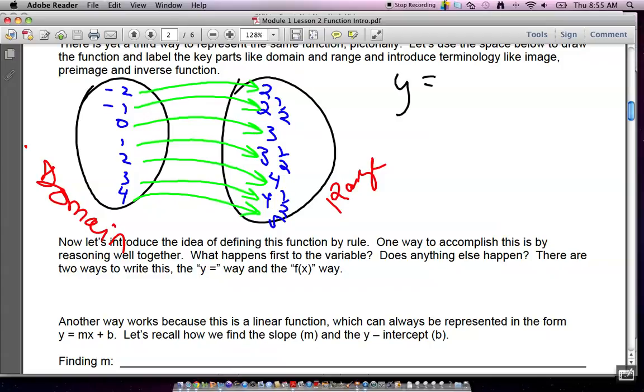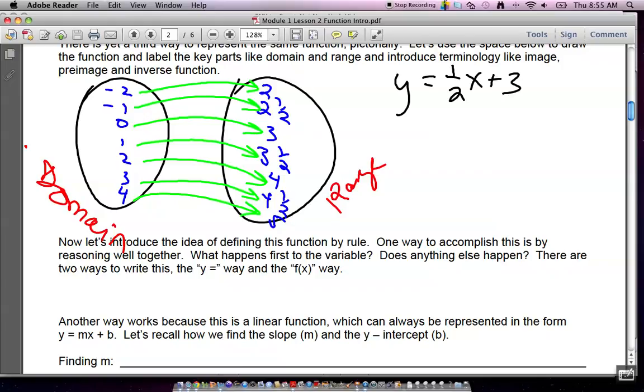Now, what do I do to the input in this problem? There's two things I do to it. What are they? Multiply by a half, and then what? Add 3. Which do you do first? Multiply by half. So I would say y equals 1/2 x plus 3. And that is to write the function as a rule. So far, we've seen it as a set of ordered pairs, we've seen it as a table, as a graph, as a rule, and as a picture. Those are the 5 ways to express a function. Okay? Any question about that?